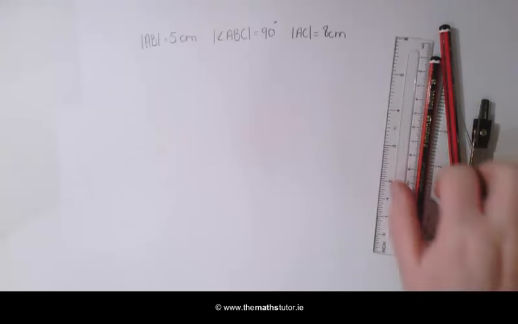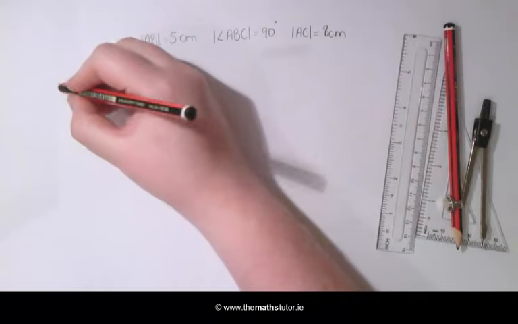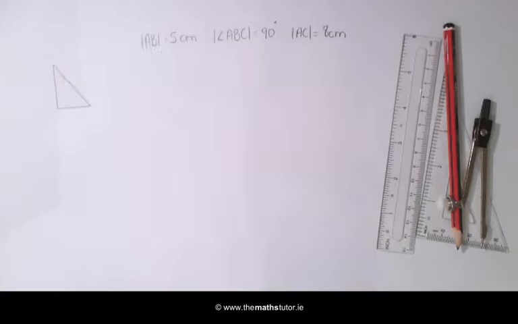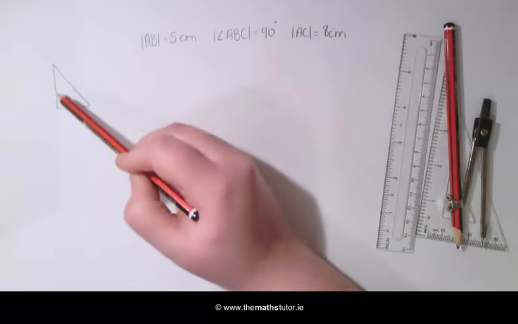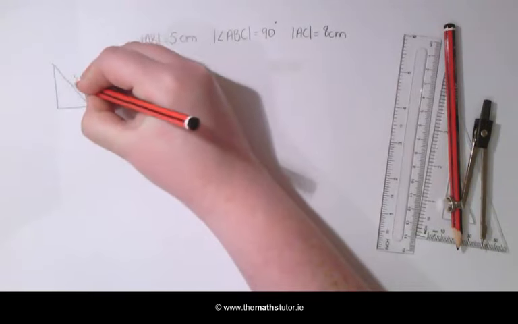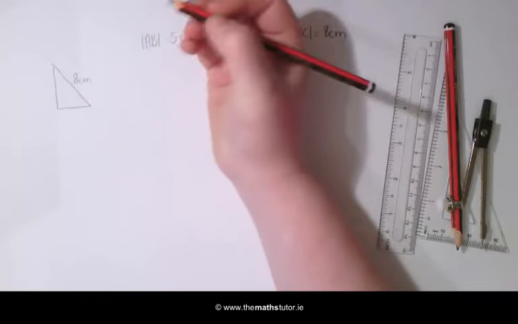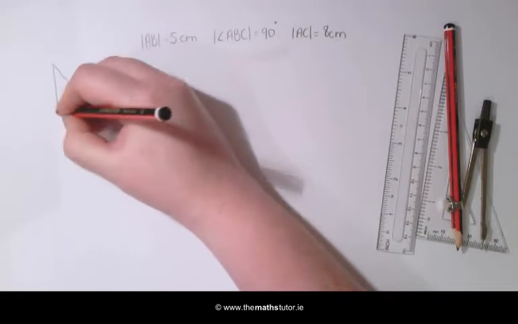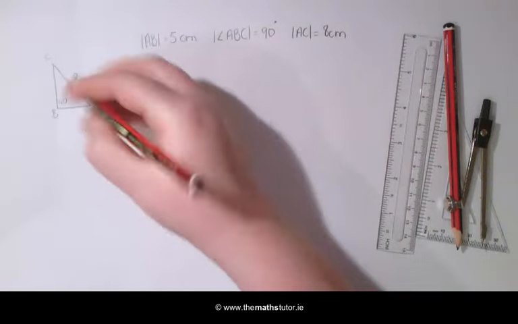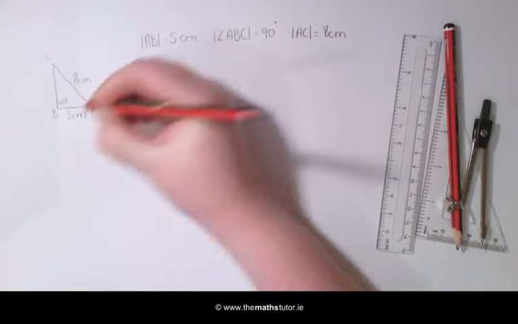The first thing we're going to do is draw a rough sketch of this triangle. We know that it is a right-angled triangle and we've been given the length of the hypotenuse, which we know is opposite the right angle and is the longest side. So this side here is 8 cm. We're going to call the triangle ABC, 90 degrees, and we know that AB is 5 cm.